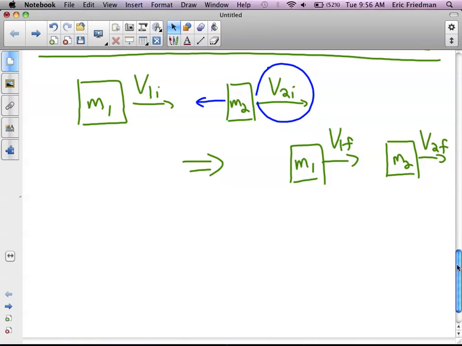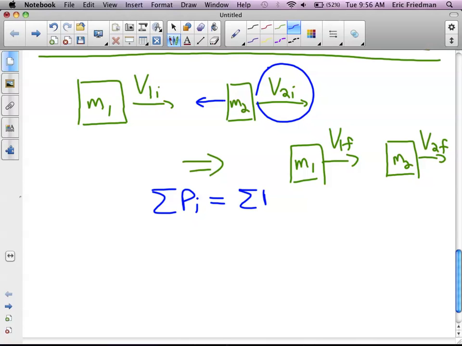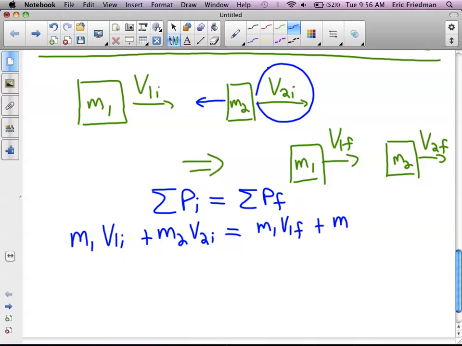But keeping with our conservation of momentum, the sum of the initial momentum equals the sum of the final momentum. So let's just add them all up, a lot of variables to keep track of. M1 times V1 initial plus M2 times V2 initial equals M1 V1 final plus M2 V2 final.